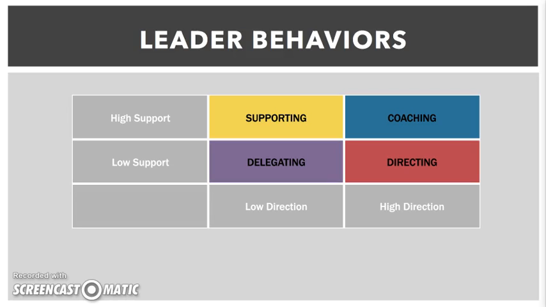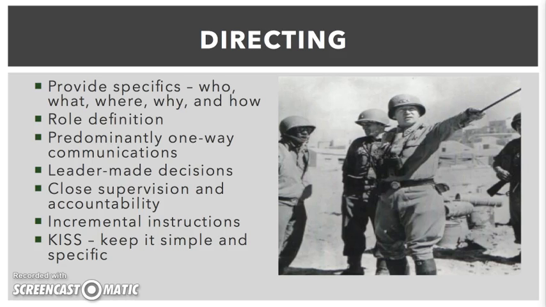So that you see how this works and maybe have some visual stimuli to go along with it, let's talk about them each individually. So directing, again, is the specifics. It's the who, the what, the where, the why, and the how. It's role definition. It's predominantly one-way communications. The decisions are being made by the leader. There's not a lot of, if at all, input from the followers about decisions. This is about close supervision and accountability, sometimes micromanagement, it feels like. It's about incremental instructions and keeping things very simple and specific.